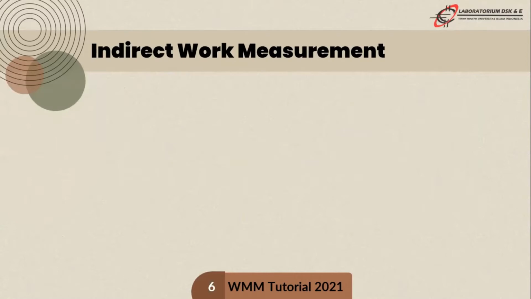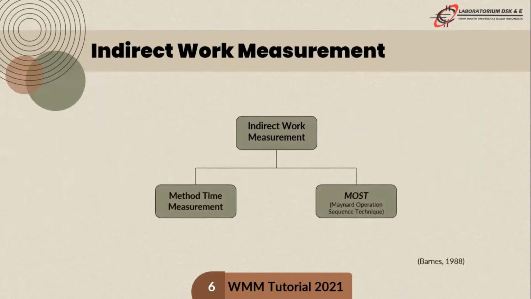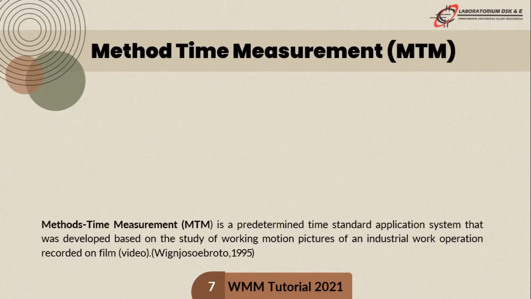Alright guys, in the indirect work measurement, there are two methods. And then what is method time measurement? Method time measurement is a standard time determination study developed from the work movement. The analysis is based on the operator's basic movement and working environment condition. And then MOS is a development of a standard time determination study as well, but it focuses more on the movement of the object. And today we're going to talk about both of the methods.